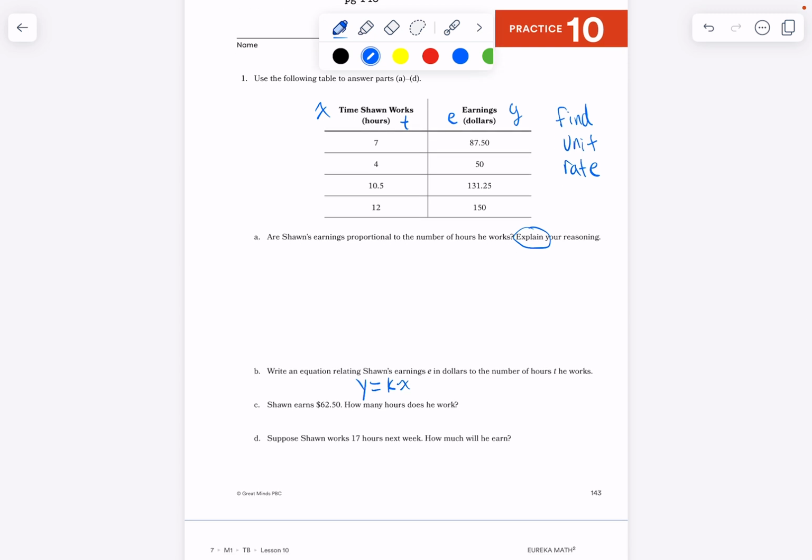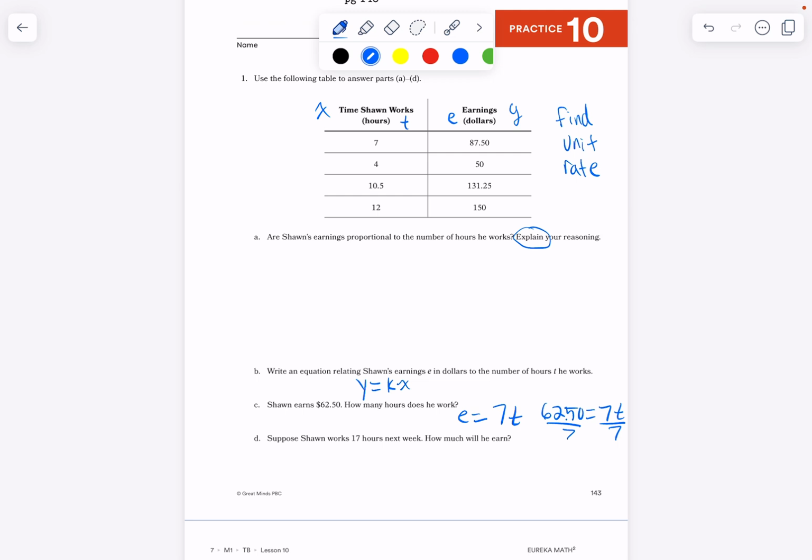Part C, Sean earns $62.50, and how many hours does he work? So we have our equation here. What you'll need to do is, in your equation in terms of E and T, substitute $62.50 for where you see the letter E. So for example, if your equation were E equals 7T, which isn't the correct equation, I would substitute $62.50 for E. My new equation would look like this: 62.50 equals 7T. I would need to get my T variable by itself. I need to use some inverse operations here, divide both sides by 7, and I would get the value for T. Now, of course, that's not my correct equation. That was just an example.